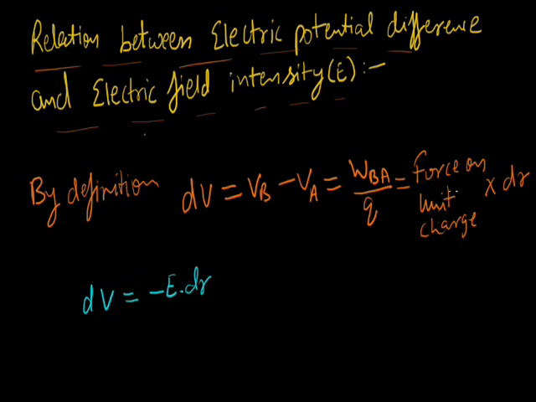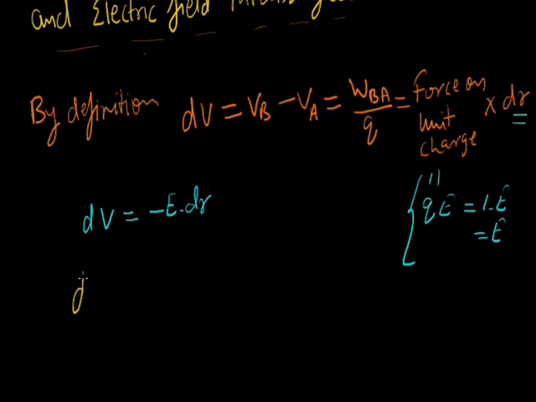Here the force on unit charge will be QE. If Q is 1, then it will be equal to 1 into E, which is E. From here we can write E dot dr. This is the dr from here. We can write the same formula in vector form, that will be dV equal to E dot dr.